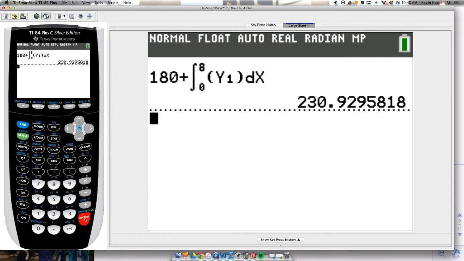0.9, right? 230.9. So that's a pretty talented guy, right? To gain 50 pounds in 8 days, and then to end up losing whatever he lost to get back down to 187. Yeah, 43. That's the talent.